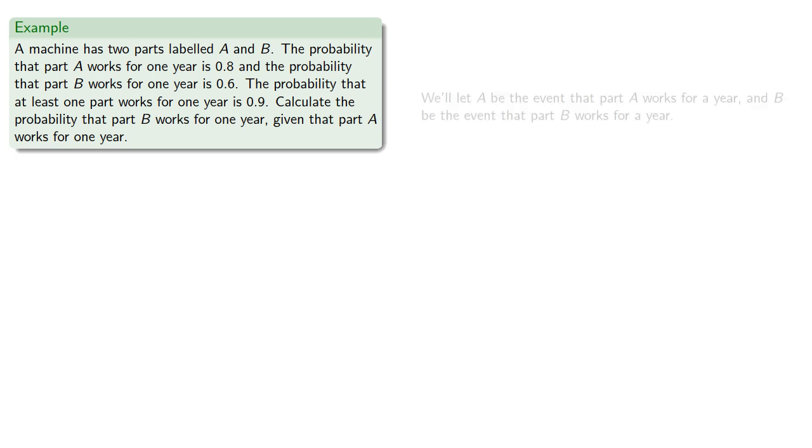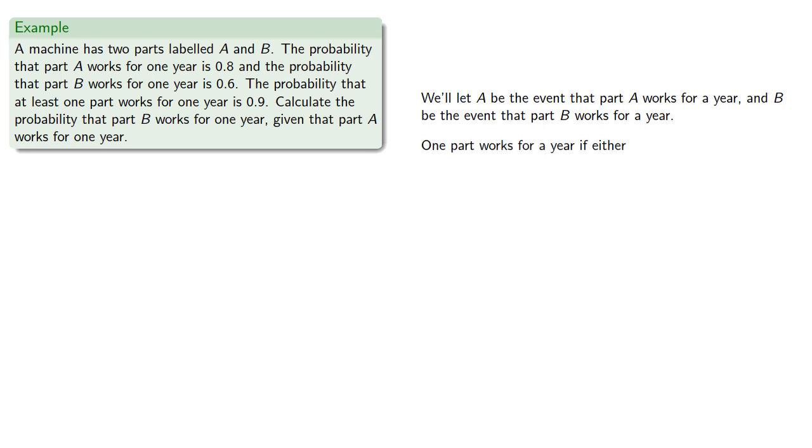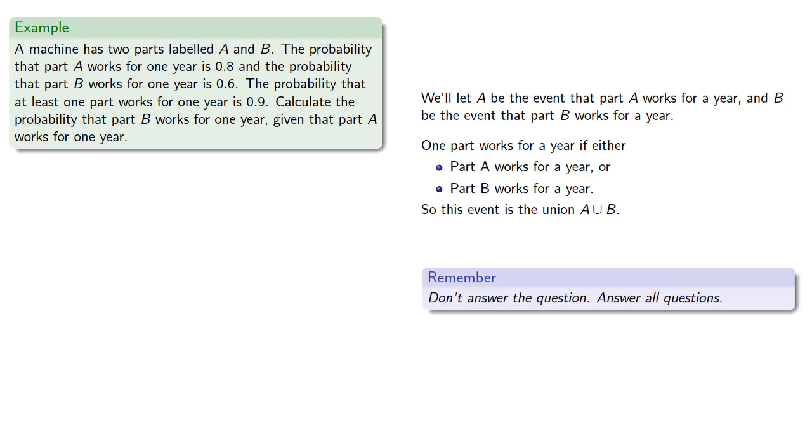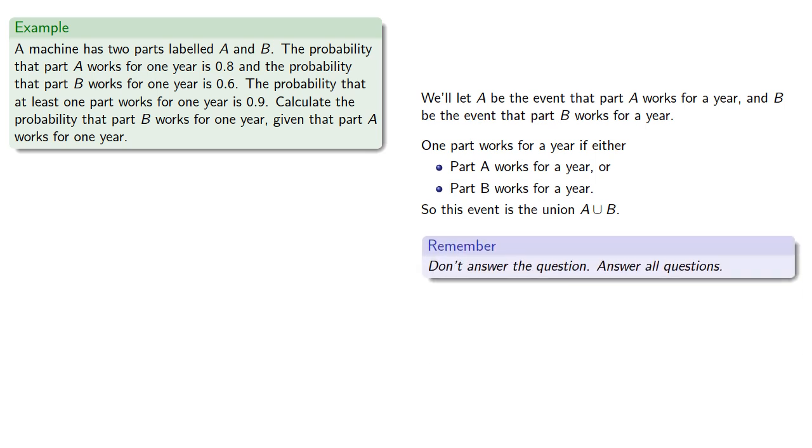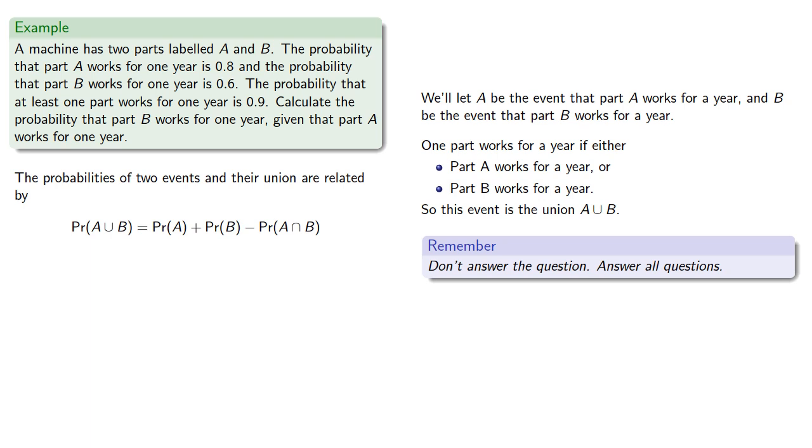We'll let A be the event that part A works for a year, and B the event that part B works for a year. Note that one part works for a year if either part A works for a year or part B works for a year. So this event is the union A union B. Now, a useful strategy is: don't answer the question, answer all questions. We're given two probabilities and the probability of a union, and we know the probabilities of two events and their union are related by a formula.